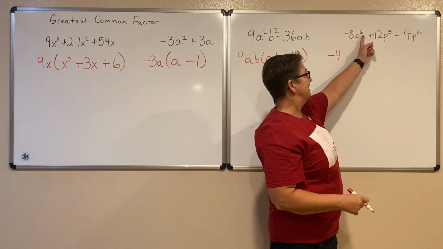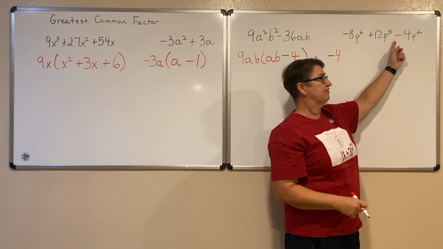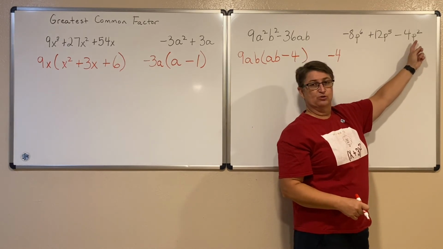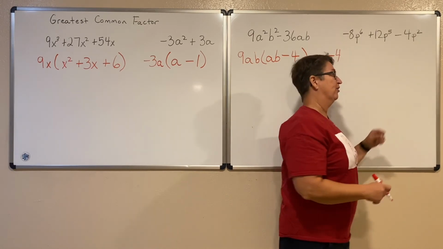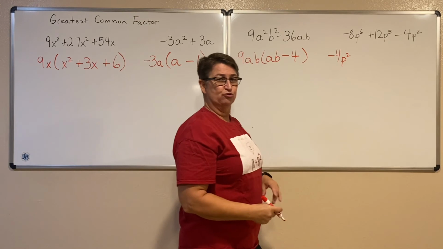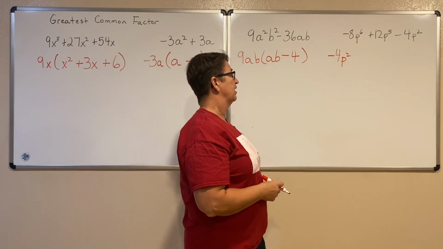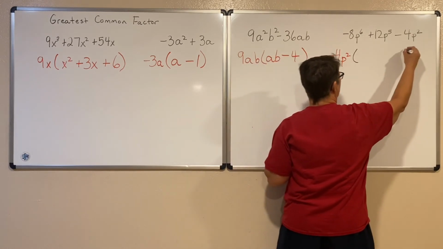This one has 6. That one only has 5. So the most it can give is 5. And the most that one can do is 2. So the greatest factor here is p squared. So p squared is the biggest number of p's that I can take out of all of them.